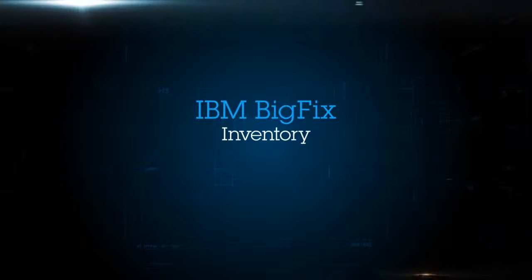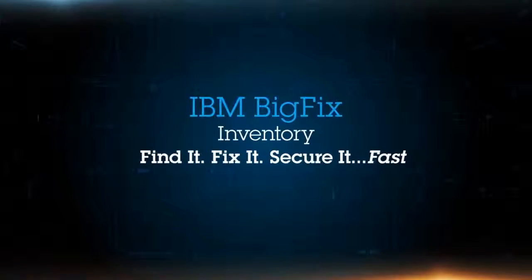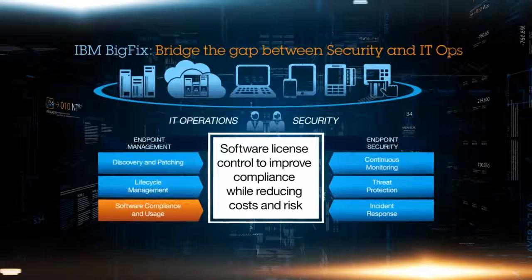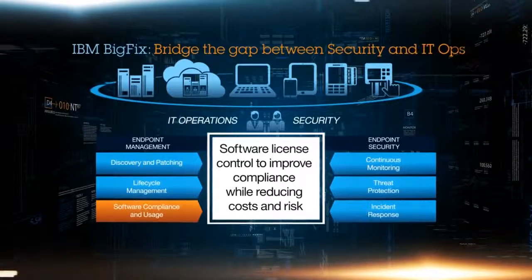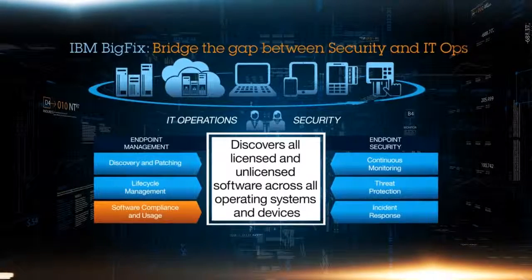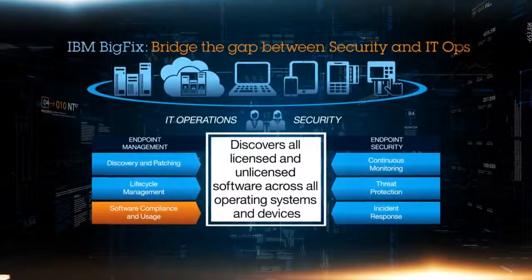IBM BigFix helps find, fix, and secure endpoints fast. IBM BigFix Inventory provides the foundation for software license control to improve compliance while reducing costs and risk. It discovers all licensed and unlicensed software with in-depth granularity across all operating systems and devices.